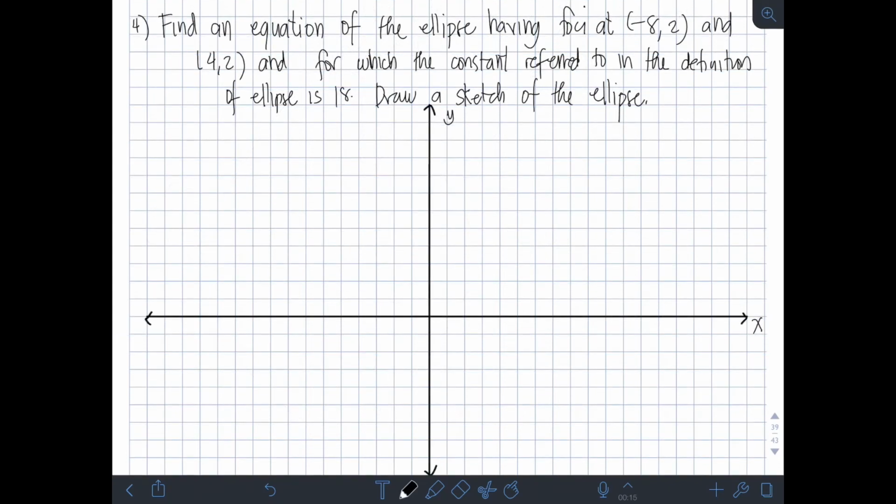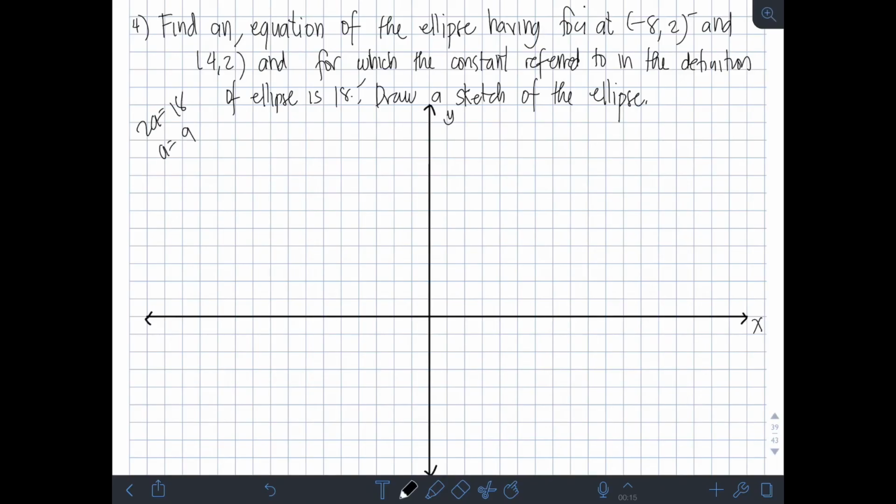Okay? Next, we have: find an equation of the ellipse having foci at negative 8, 2 and 4, 2, and for which the constant referred to in the definition of ellipse is 18. Draw a sketch of the ellipse. Okay, so hanapin daw natin yung equation ng ellipse na merong foci located sa negative 8, 2 at 4, 2, and then yung constant daw dun sa definition is 18. So, di ba yung constant dun is yung 2a, o yung parang length nung major axis. So, therefore, pag sinolve natin ngayon si a using this equation na 2a dapat equal sa 18, right? A is equal to 9.